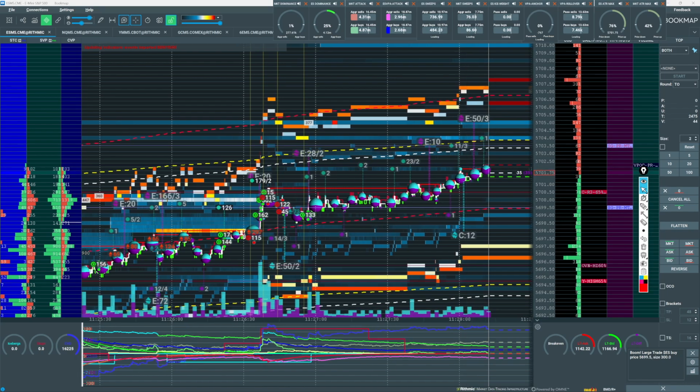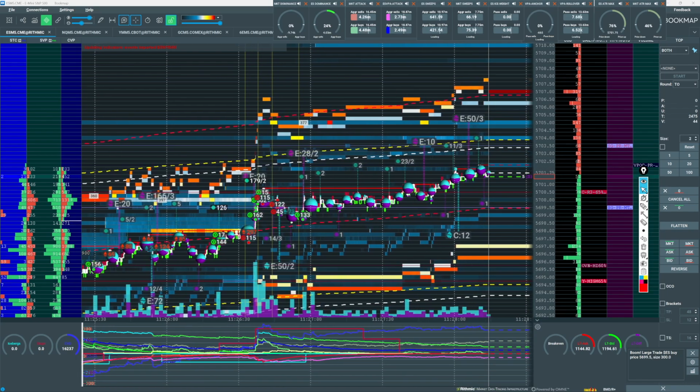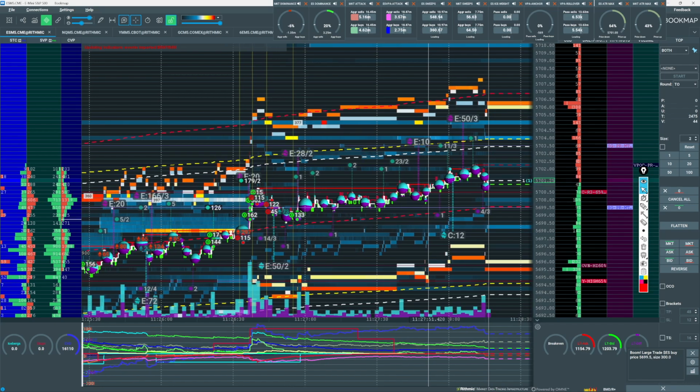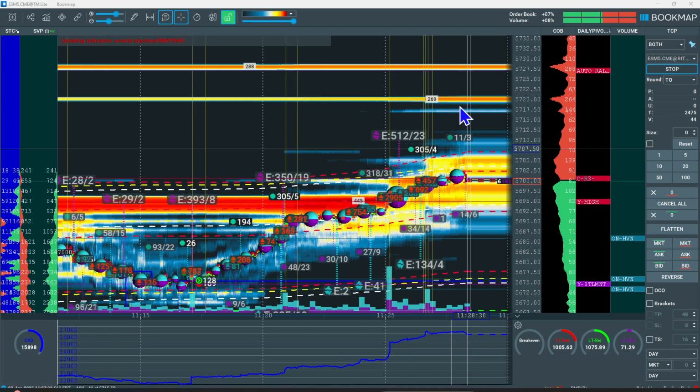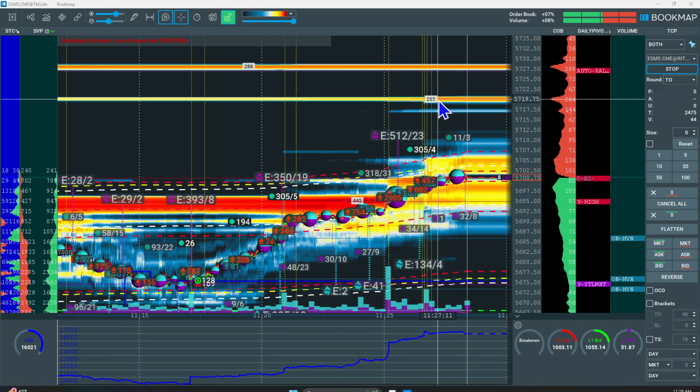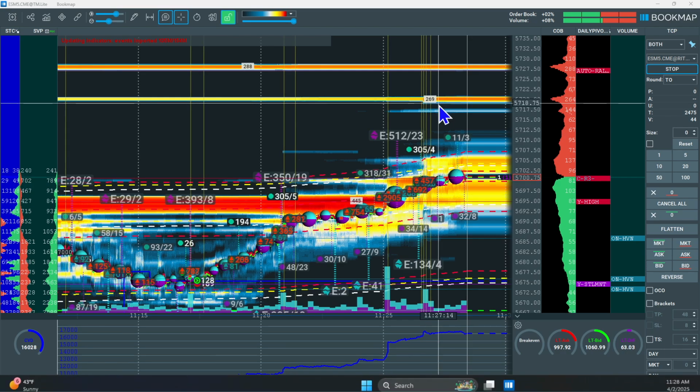So we have some liquidity targets at 57.20 and 57.27. Let me just switch over. So this is Trader Map Lite. We have some heavy liquidity targets. Hold on one second.